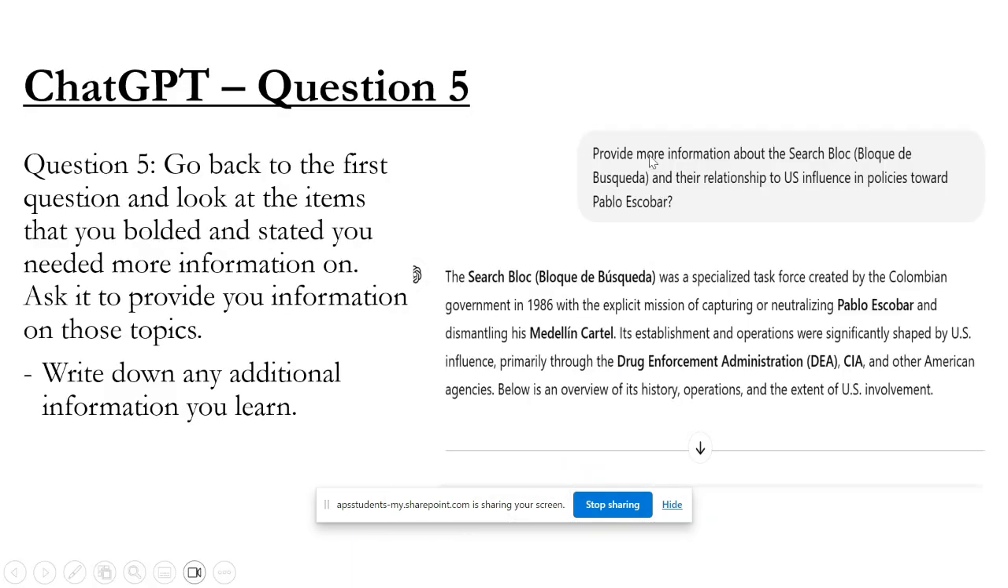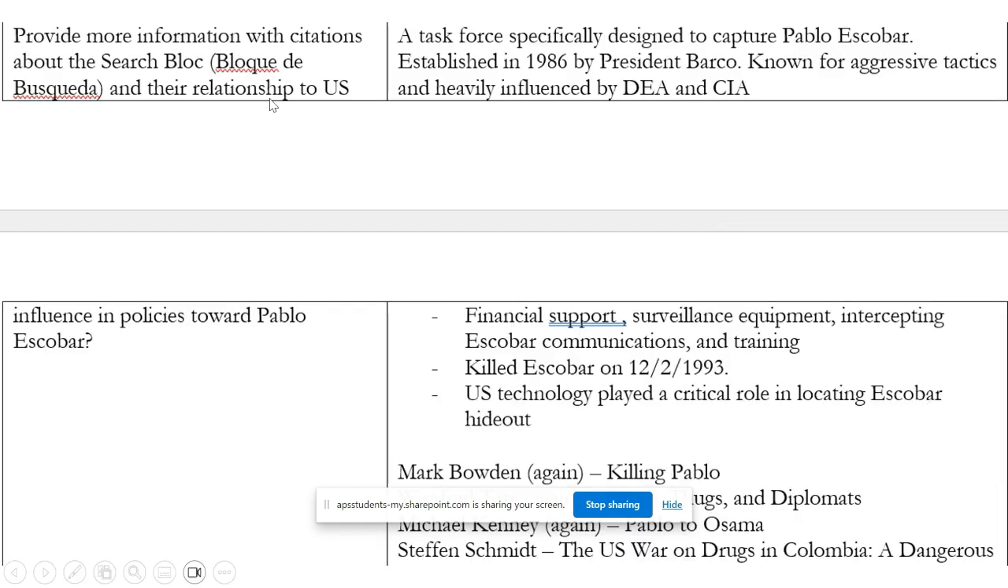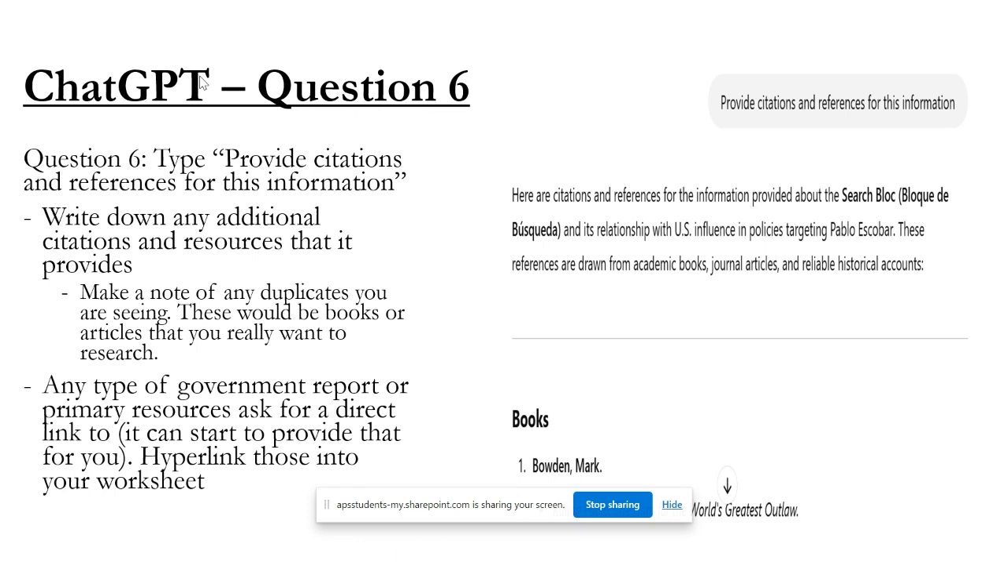So for question 5, I asked more about those specific things, such as the search block. In this, I'm also going to ask for citations and references, which ChatGPT will be able to give me much more accurately now that I've worked through these questions with it already. So you can see I've put in more information about these things that I needed more information about from my first question. And then I asked for it to provide citations and references for this information, which it was able to provide a lot.